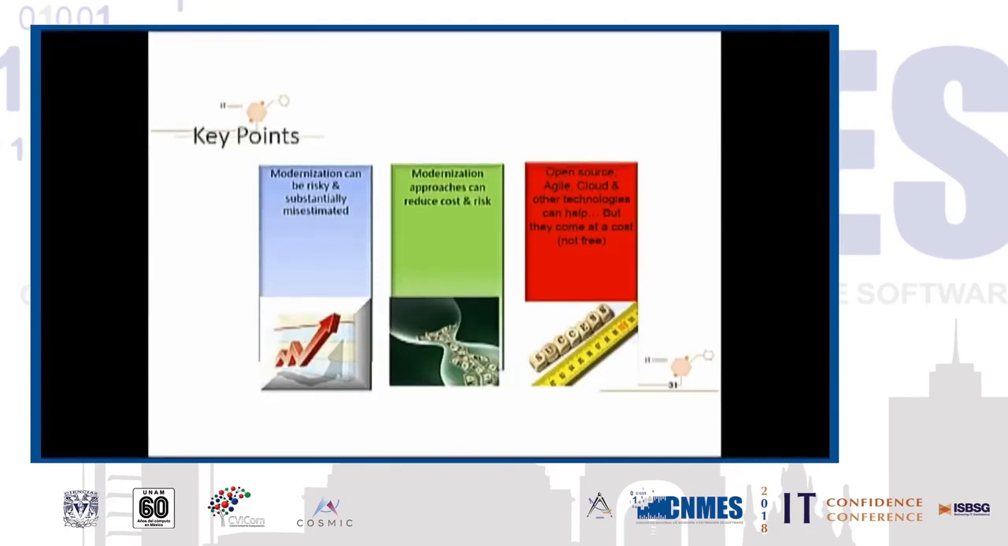So the 3 points. Modernization can be risky, substantially missed or underestimated. Be careful. By the way, you need to include risk in your estimates. Modernization approaches can reduce cost and risk, but the systems engineering work has got to be appropriate to make sure you're doing the right things. And things like open source, agile, cloud, and technologies can help, but none of them are free. They all come at a significant cost.